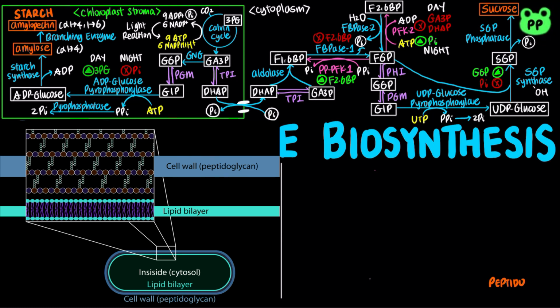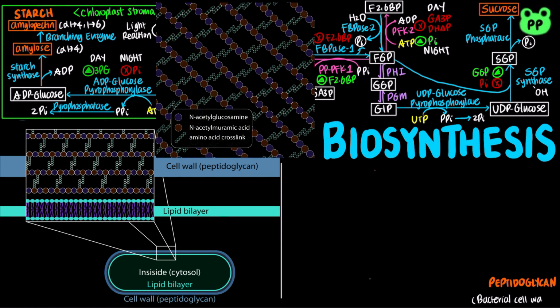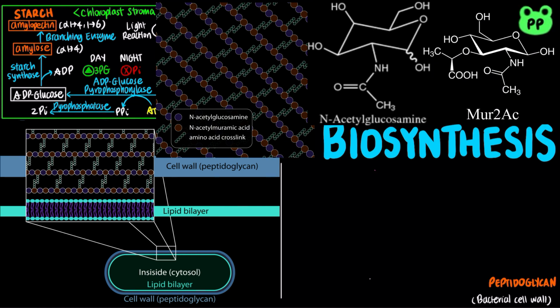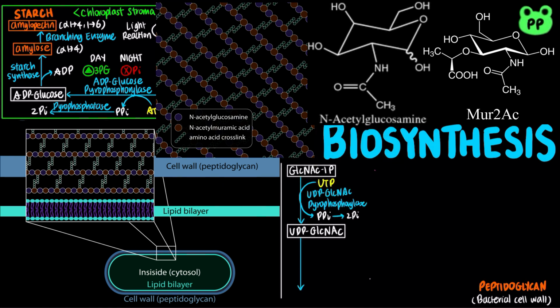Many bacterial cell walls consist of the heteropolysaccharide peptidoglycan, which is made of repeating units of N-acetylglucosamine, abbreviated as GlcNAc, and N-acetylmuramic acid, abbreviated as MurNAc, linked by beta-1,4 glycosidic bonds. First, GlcNAc 1-phosphate condenses with UTP to form UDP-GlcNAc, which reacts with phosphoenolpyruvate, or PEP, to form UDP-MurNAc, coupled to the oxidation of NADPH to NADP+.